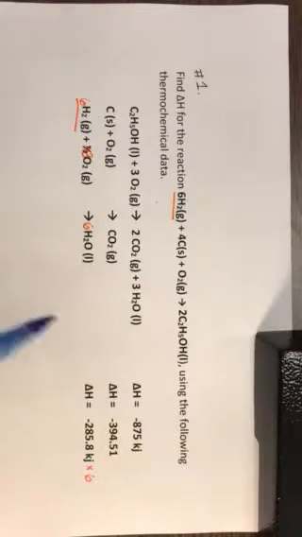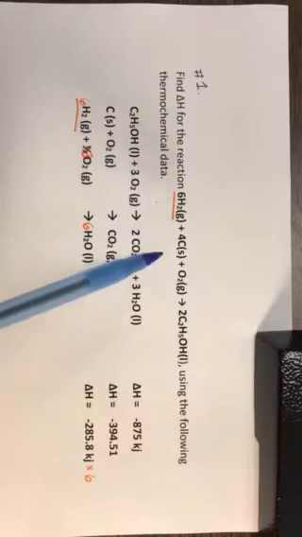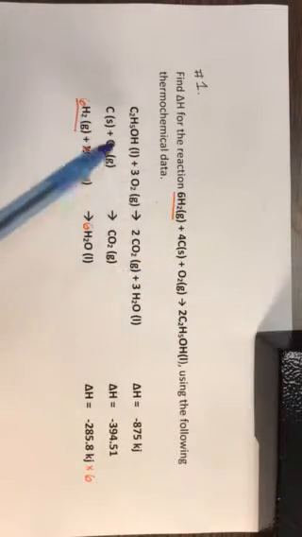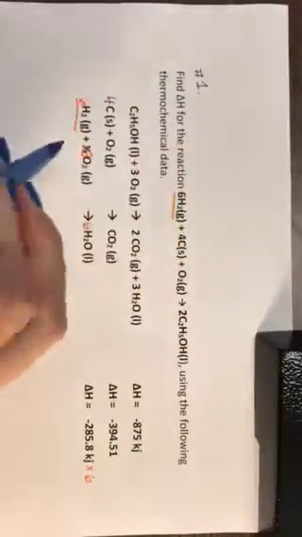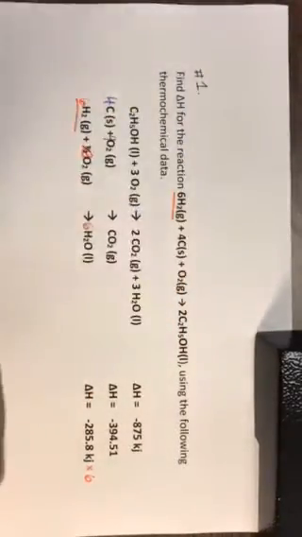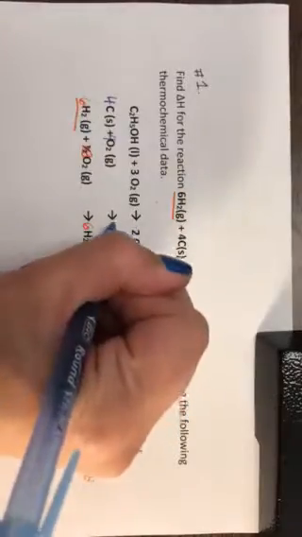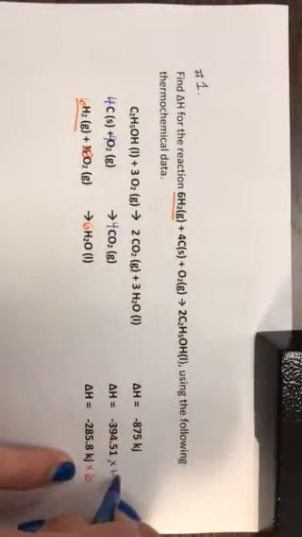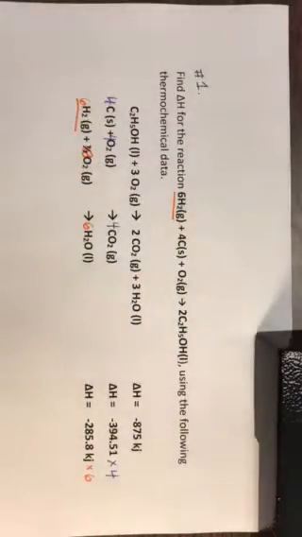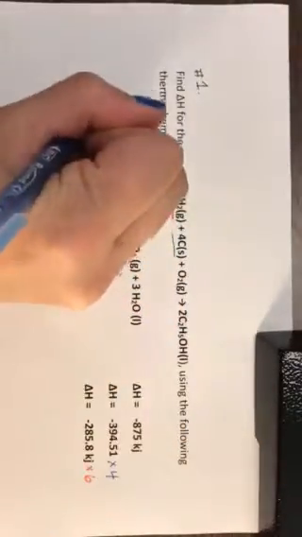Next thing I'm going to look at is my 4C. I have to look for where I can find carbon on here. The only place that carbon is is right here. So this is the only way I'm going to get my 4C. So I'm going to have to multiply by 4. And so I'm going to get 4O2, and I'm going to get 4CO2. And again, I'm going to make sure I reflect this over in my delta H. So this is times 4. And now I have my 4C.